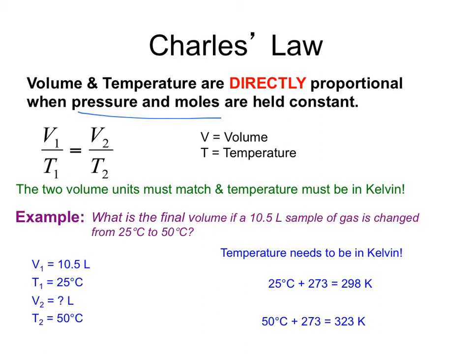The equation that we're going to use here is V1 over T1 equals V2 over T2, and just like before, the two volume and the two temperature units must match. We also need to remember that temperature must be in the Kelvin scale. So let's take a look at an example.